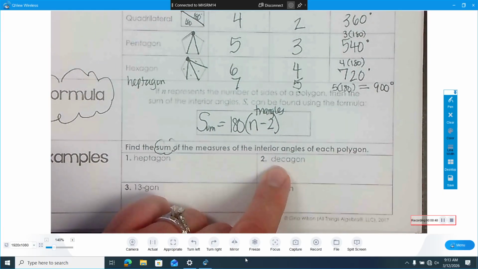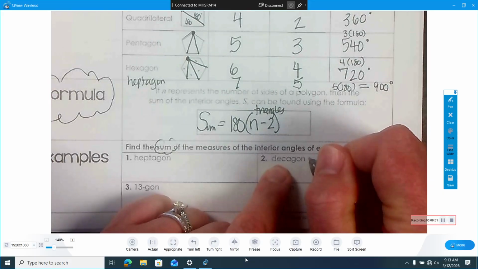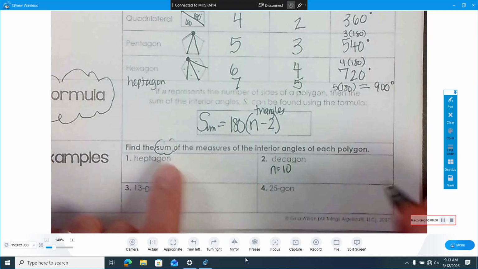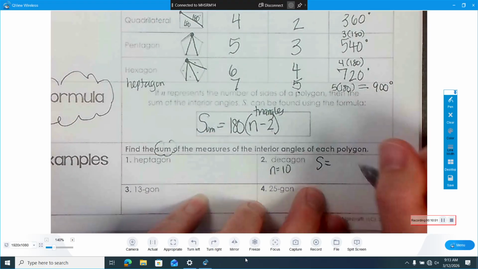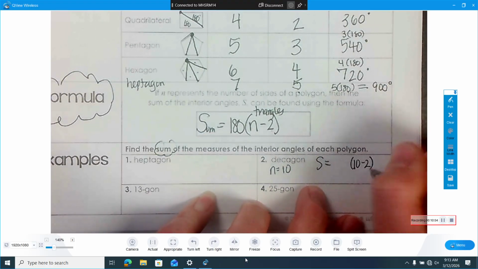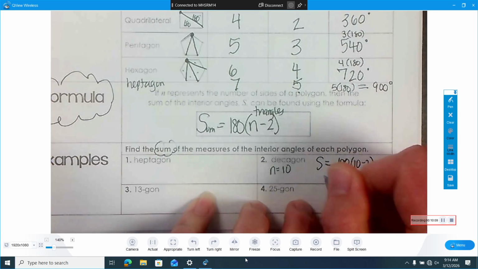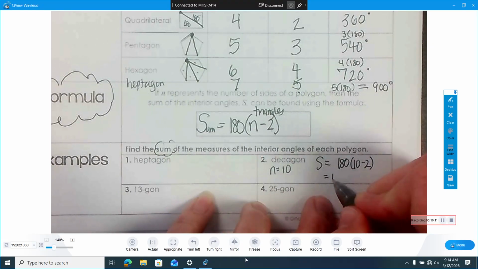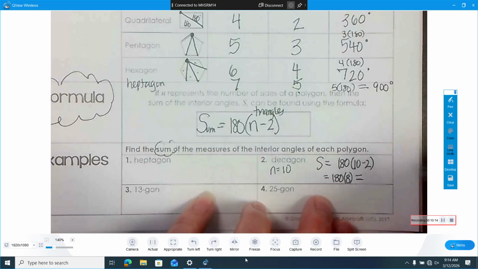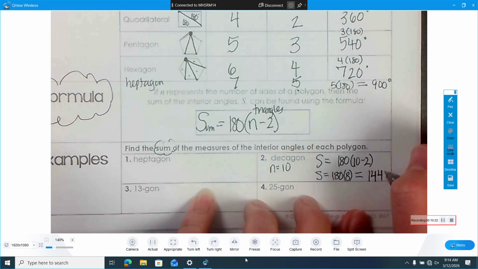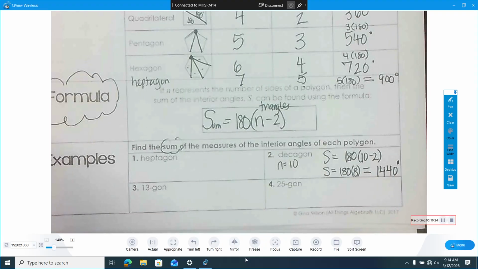What is a decagon? 10. So this is n equals 10 because it's got 10 sides. And how are we going to figure out our sum? So we want to do 10 minus 2, and what do we have to do to 10 minus 2? Times by 180 in your calculators. You could put this whole thing in, or you can just do 180 times 8, and what does that give you? 1440 degrees. There we go.